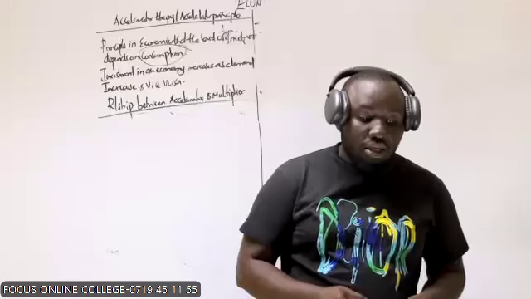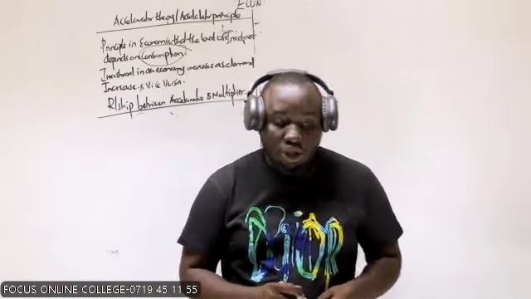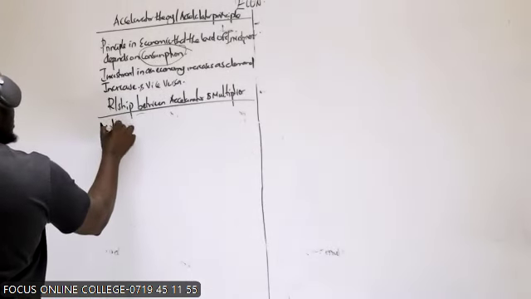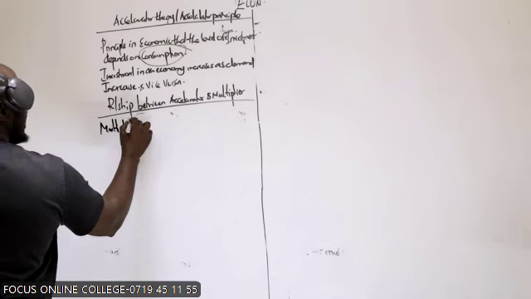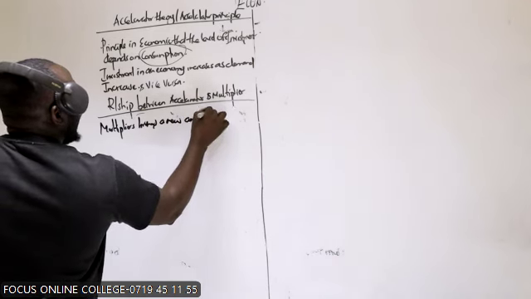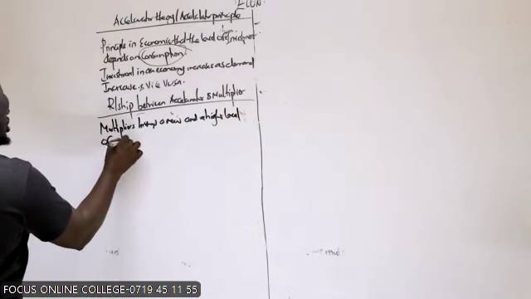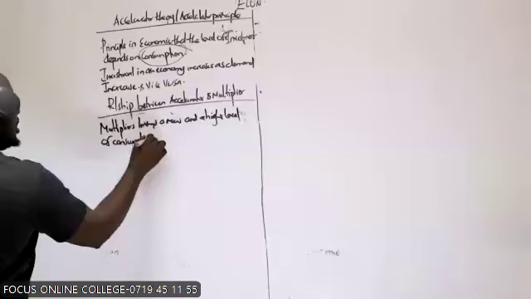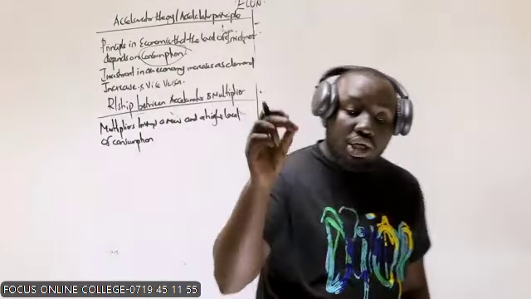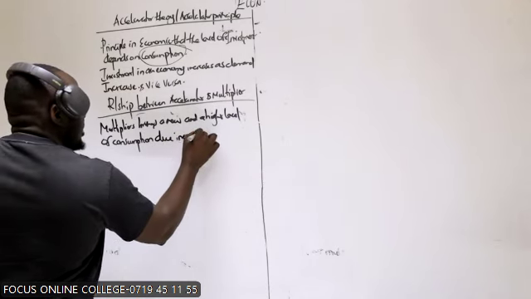Back to what is the relationship between the accelerator and the multiplier. So the multiplier, you need to understand, brings about a new and higher level of consumption. So the multiplier basically brings a new and a higher level of consumption, and a higher level of consumption is due to an increase in income.